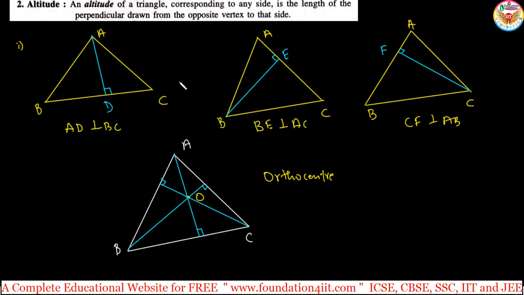So we have the median and altitude. The median intersection point is the centroid, and the altitude intersection point is the orthocenter.